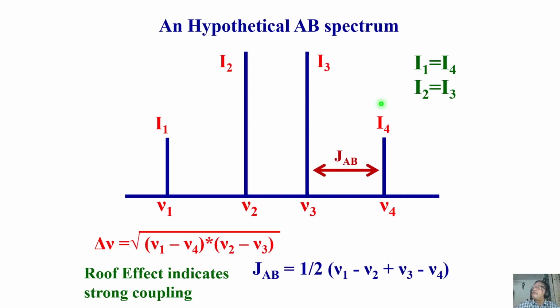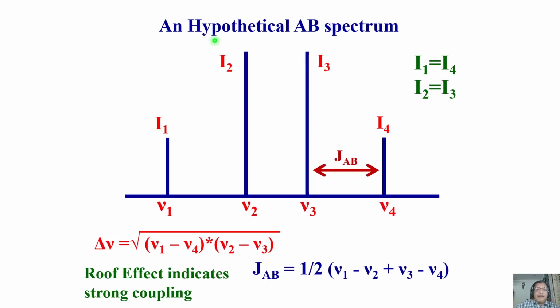This is the spectrum of AB, where A and B are strongly coupled. Look at this one. Do they have equal intensity? No. This is a clear indication of AB. And also the roof effect. Look at it. This is going like this, this is going like this. This is called the roof effect.